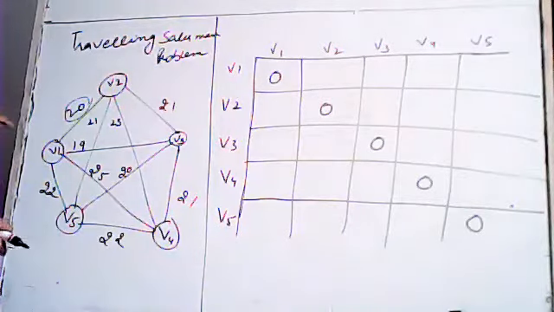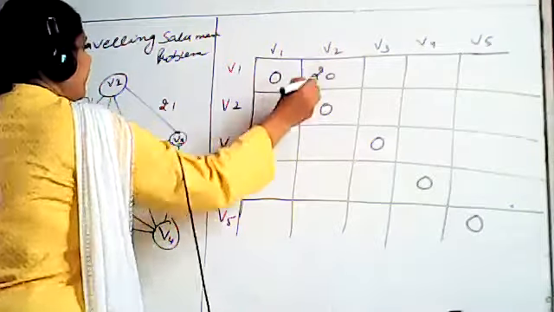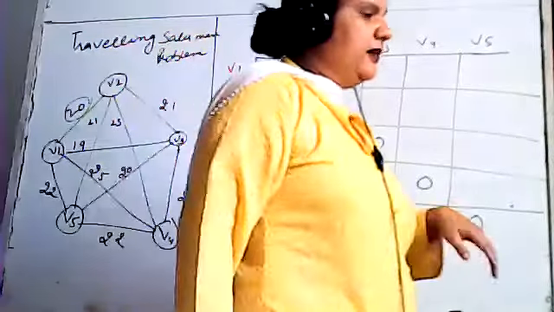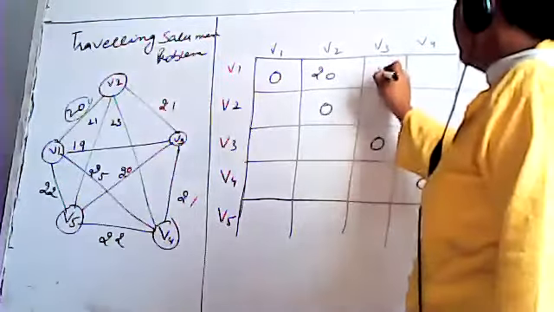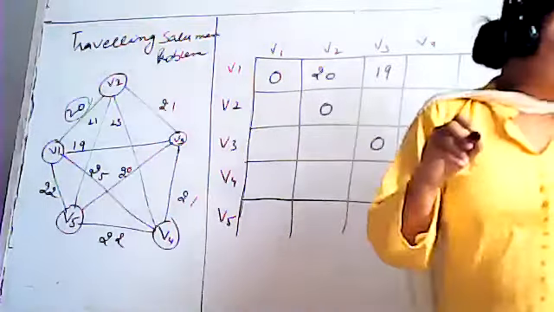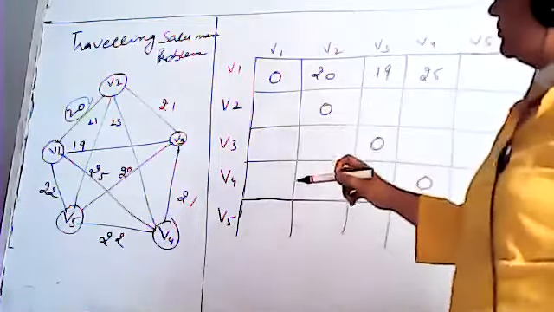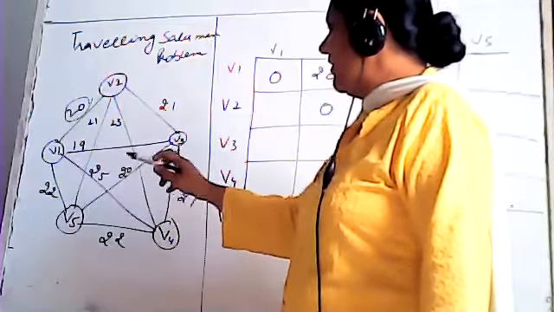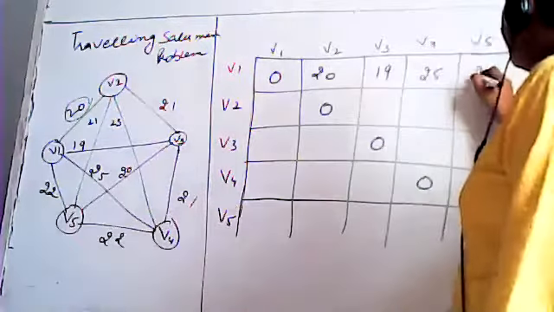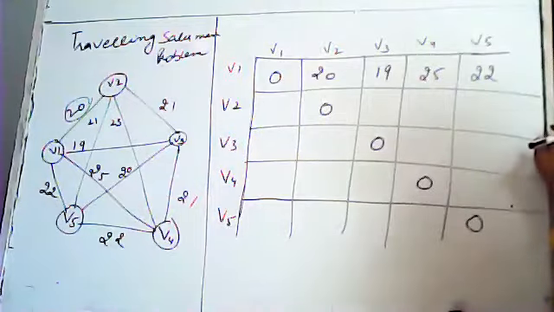So let's see from V1 to V2, what is the distance? 20. You can make it along with me. Then from V1 to V3, it is 19. From V1 to V4, it is 25, and from V1 to V5 it is 22. Correct? Yes or no? Can anybody say whether it is correct or not? Yes, ma'am.